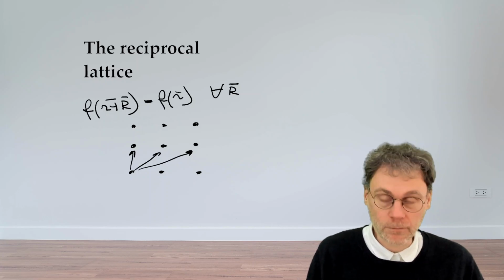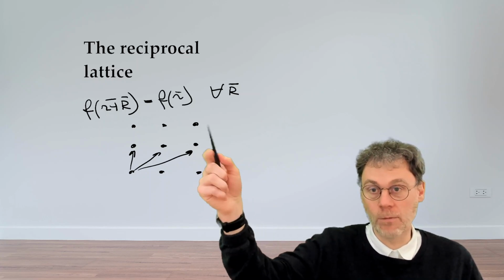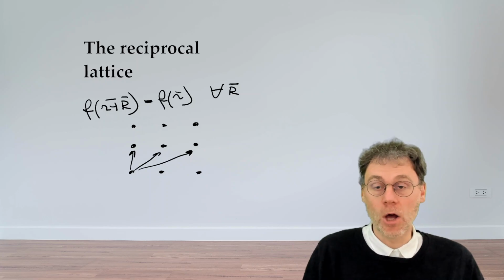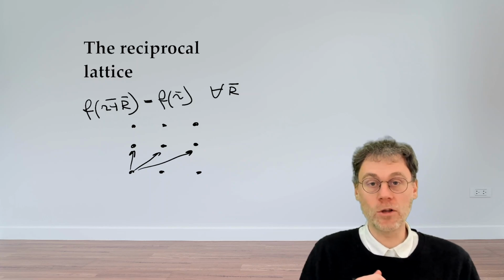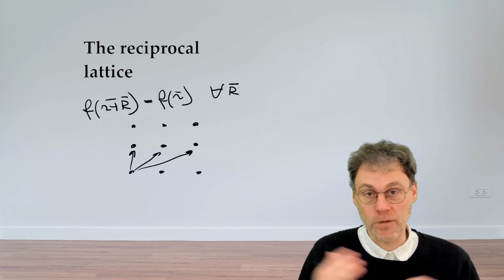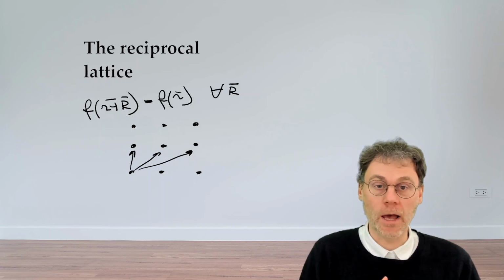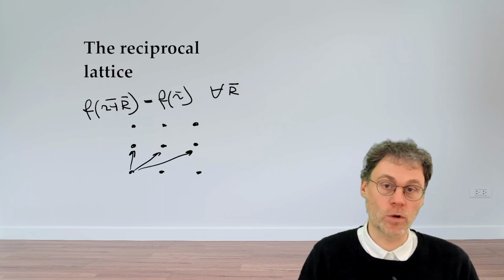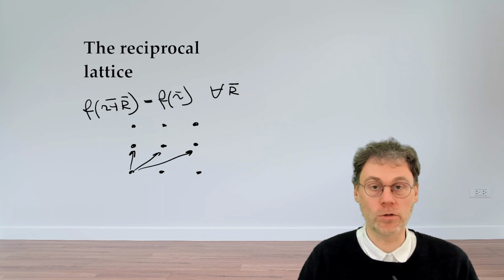Okay, so these are the functions we're looking at, periodic on a lattice. What we're now going to do is pause the video and write down the Fourier transform of such a function and see if you can interpret what that actually means from a physical point of view.